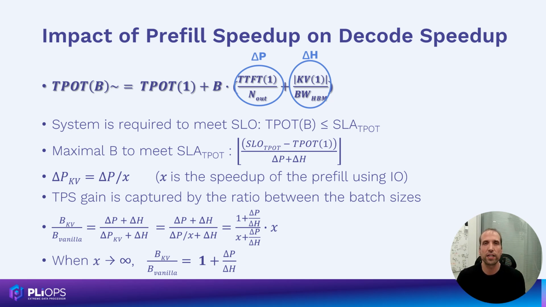And since throughput scales with the batch size, the overall tokens per second gain is approximately equal to the ratio of the batch sizes, which is captured by this equation. And this term is upper bounded, in the case where X approaches infinity, by this very simple equation: 1 plus delta P over delta H.